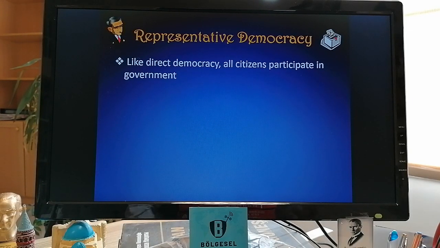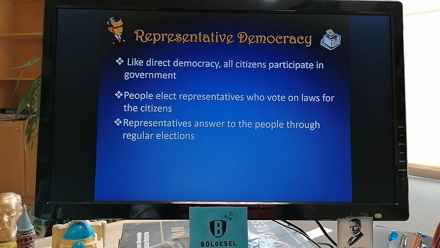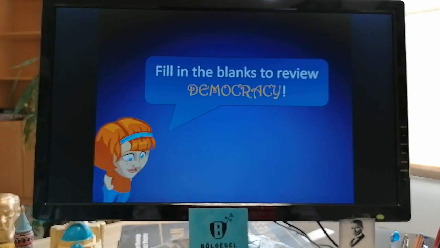On the other hand, representative democracy is like direct democracy in that all citizens participate in government, but differently. People elect representatives who vote on laws for the citizens. So people do not directly vote for laws, but they elect representatives, then these representatives vote on laws instead of the citizens. Representatives answer to the people through regular elections held every 4 or 5 years. Representatives are also usually held accountable by a constitution.